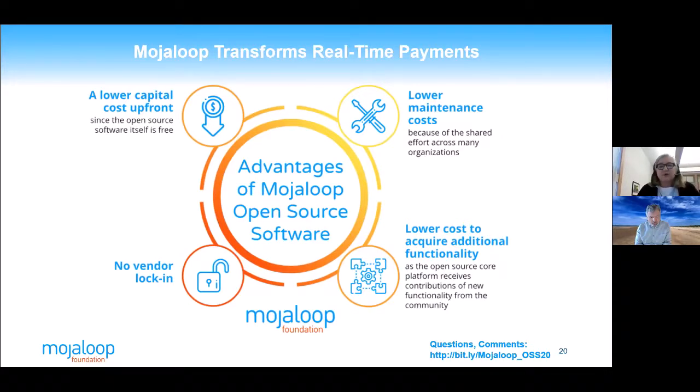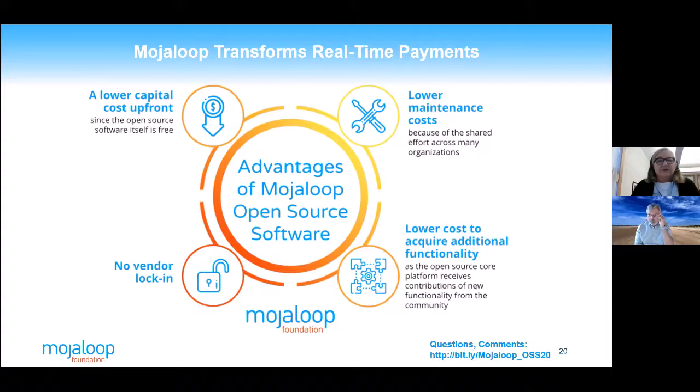And also it's a lower cost to acquire additional functionality. Let's face it, when you look at banking systems and financial systems, there are some rules and regulations that are unique to your country, but there are many others that are common across many different countries and regions. When you have an issue with your system, you come back to the community and the community might work on it and find that there are 5 or 10 or 15 other entities having the same issues and challenges. So through that collaboration, the community can develop new functionality. And again, you're not opening the checkbook to pay for that.